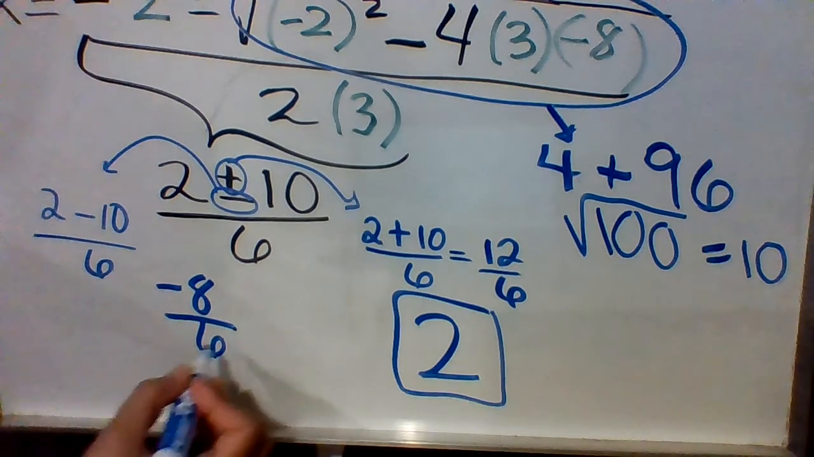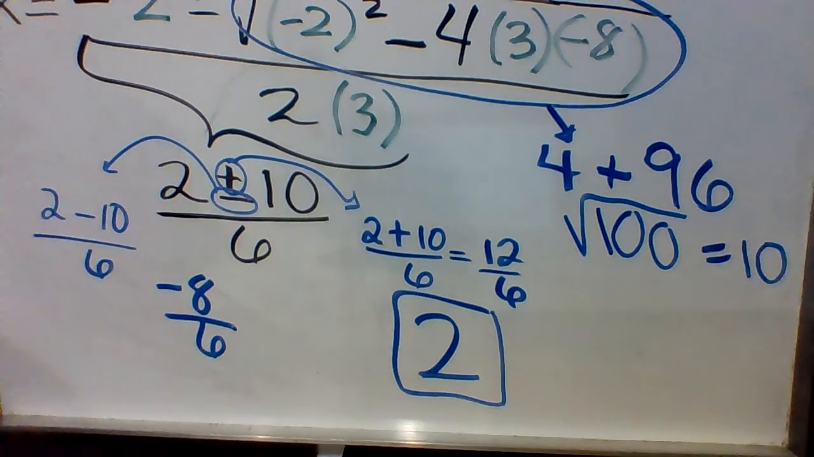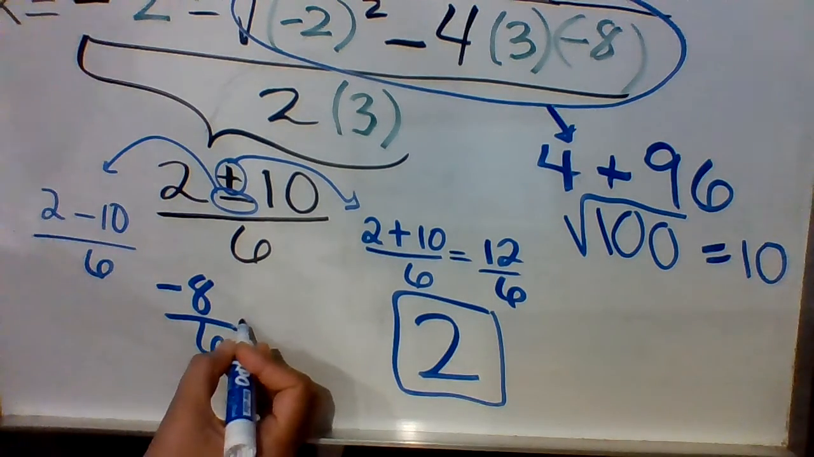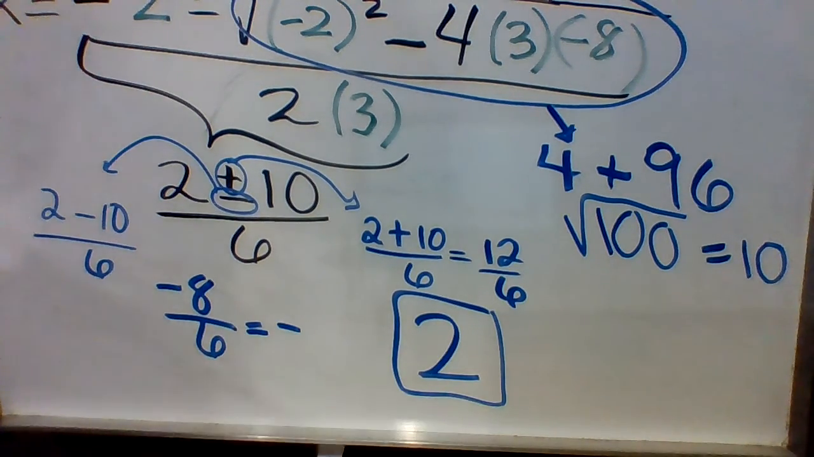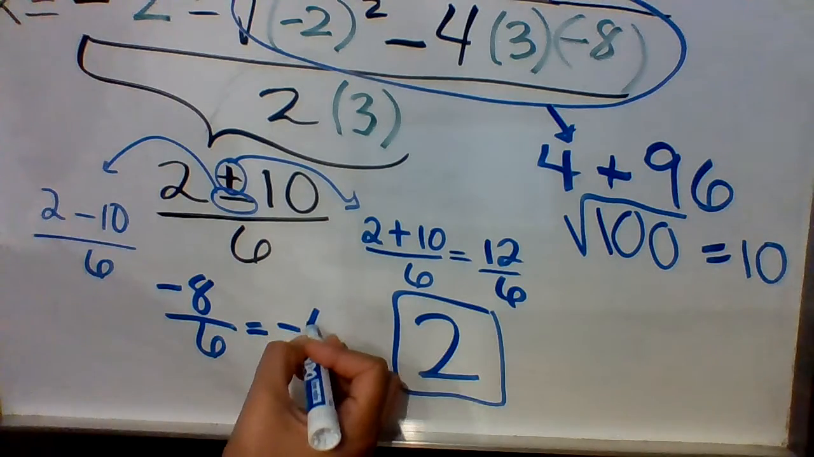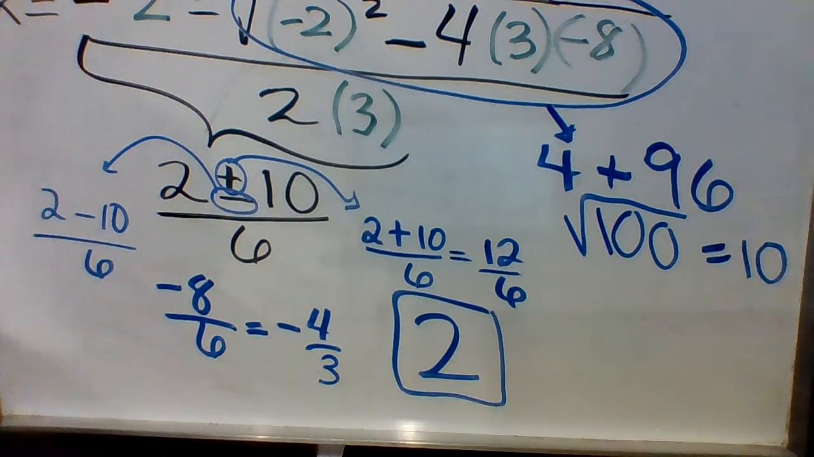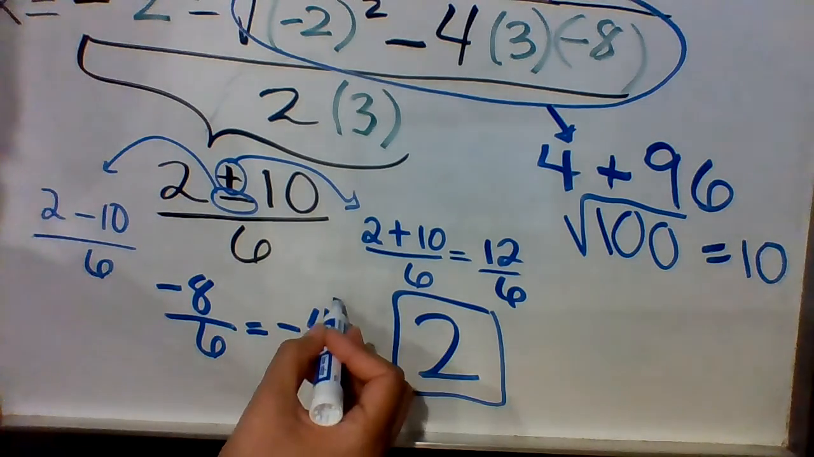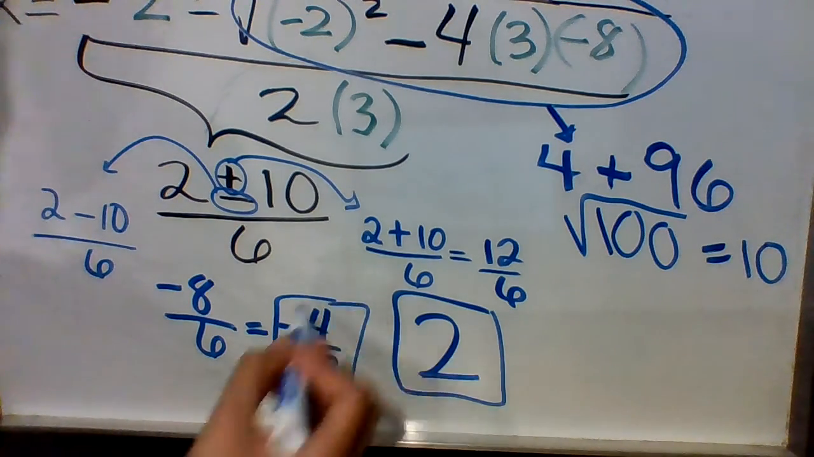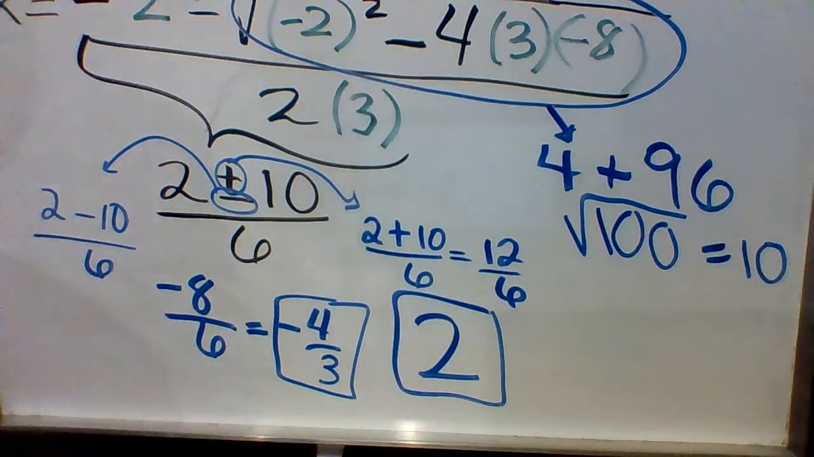Over here on this side, 2 minus 10 equals -8, and then over 6. So if I reduce it, it's going to give me -4 thirds, or -1 1/3.